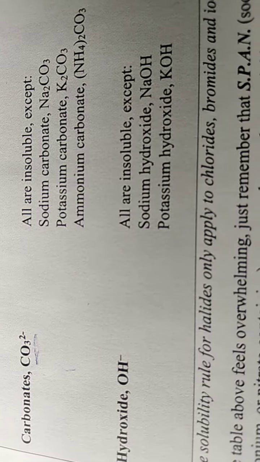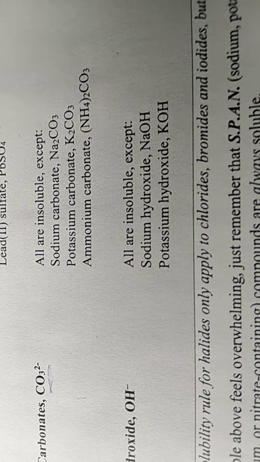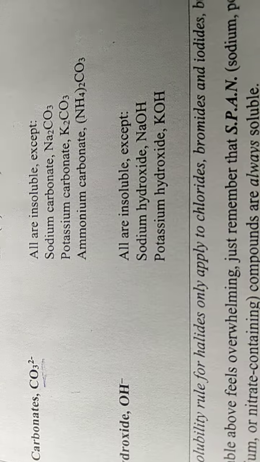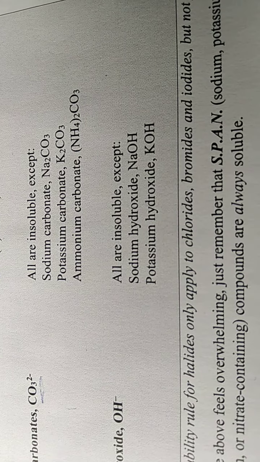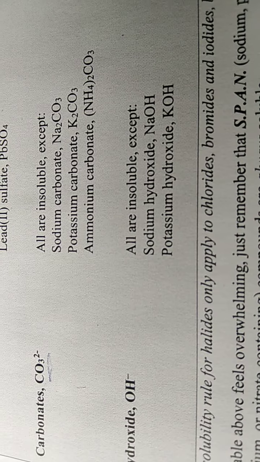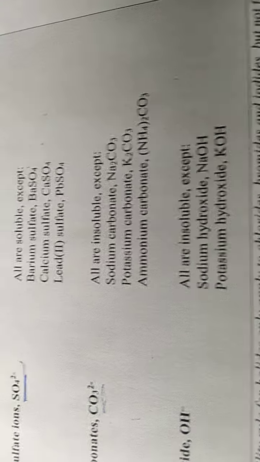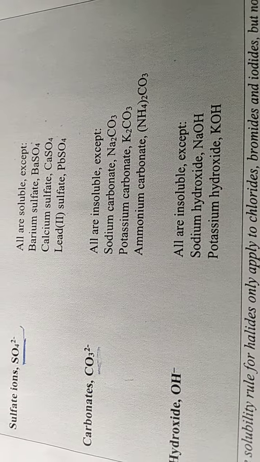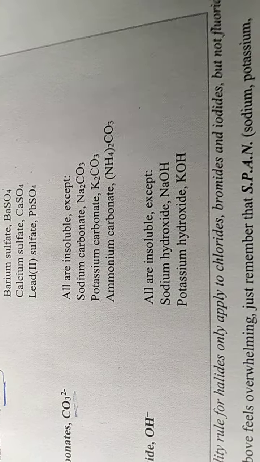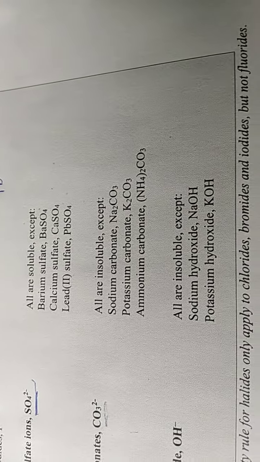A hydroxide is an OH-. All of the hydroxides are insoluble, all of them, except group 1 hydroxides. All of the group 1 hydroxides are soluble. We know that the hydroxides are alkalis. That's why the group 1 metals are called the alkali metals. It's because when they are combined with a hydroxide, they form a soluble compound.